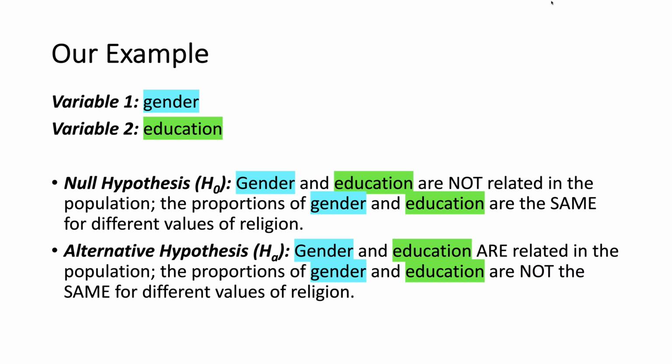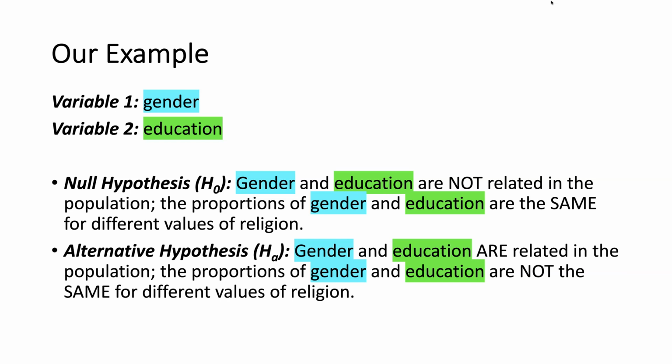The way to think about the null hypothesis is its idea of the status quo, that nothing's happening. And in this case, our hypothesis would be that gender and education are not related in the population, meaning that we would not expect to see a difference in gender by education level or a difference in education level by gender. Our alternative hypothesis is, by contrast, the opposite.